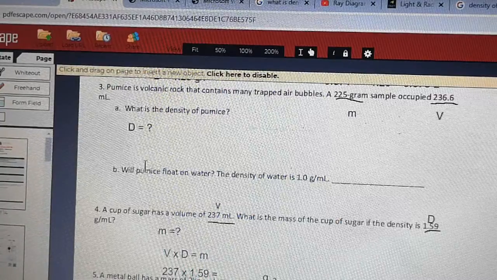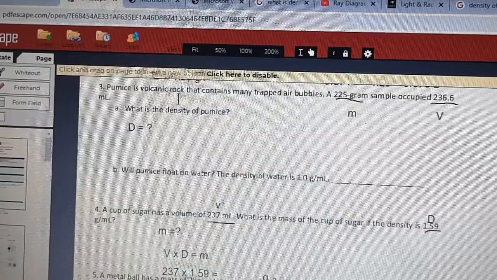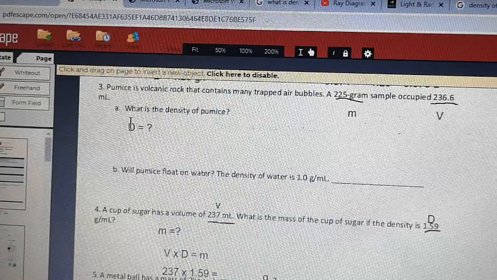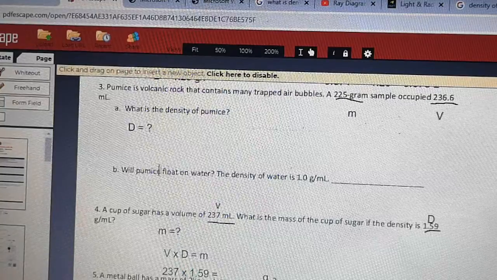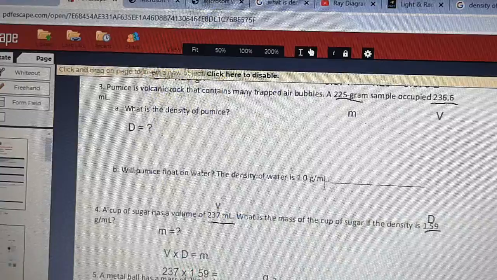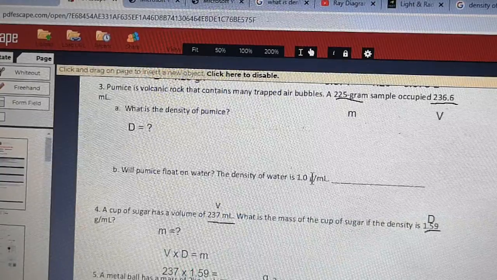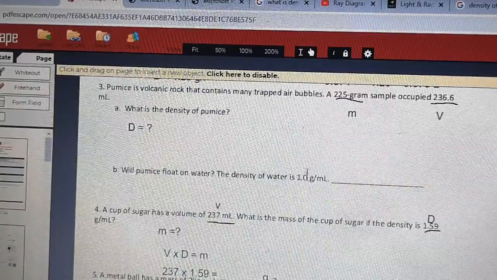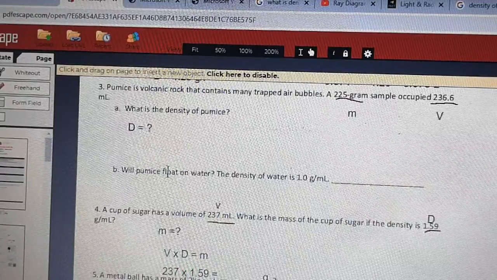Now pumice, this is a special rock, a rock made by volcanoes. It's asking if it will float, if it will stay on the top. Now if this number is bigger than 1, then it will sink, it will go down. If this number is smaller than 1, it will float.